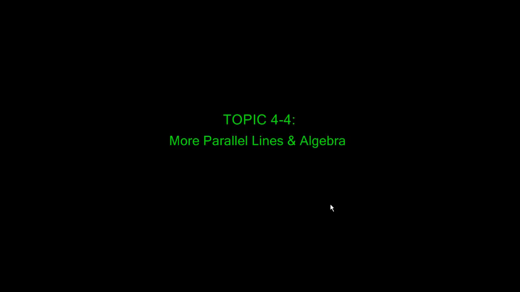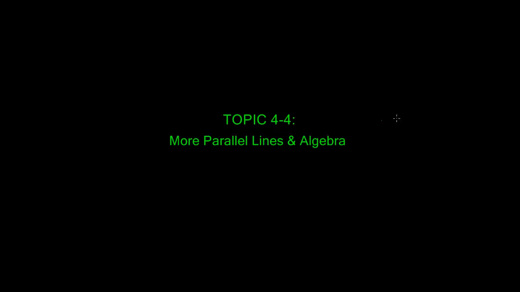All right, today we have topic 4.4, more parallel lines and algebra. In this lesson, we will be continuing what we learned in topic 4.3, where we identify types of angle pairs with a couple of given angles. Then we will take that information and determine whether they're congruent or supplementary. Once we find that out, we'll put in the algebraic terms they give us for the measures of angles, and then we'll be able to solve and determine the degrees of those angles.